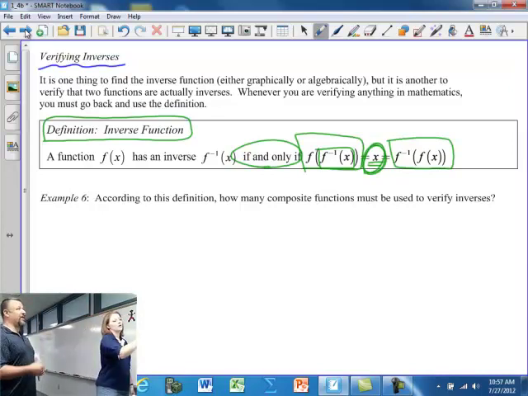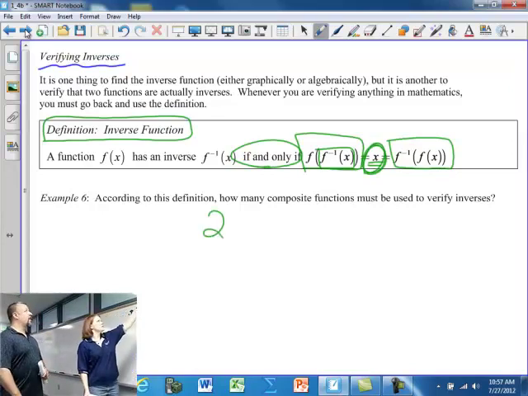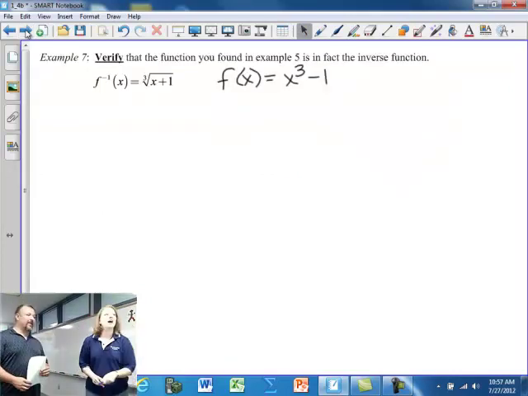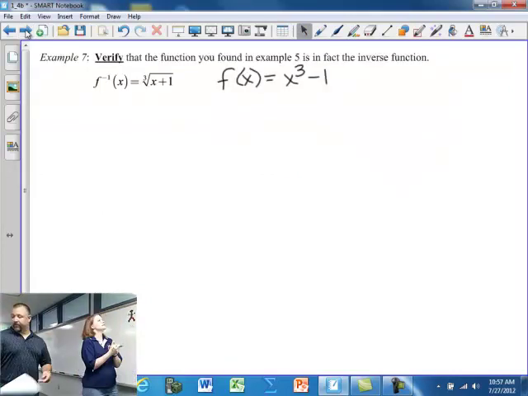You're finding x. All right, so according to this definition, how many composites are we going to have to do? We got to do 2. We got to plug the inverse into the original, and we got to plug the original into the inverse. So the nice part about doing 2 is that you can't forget which way to do it, because you have to do it both ways. Yeah, exactly.